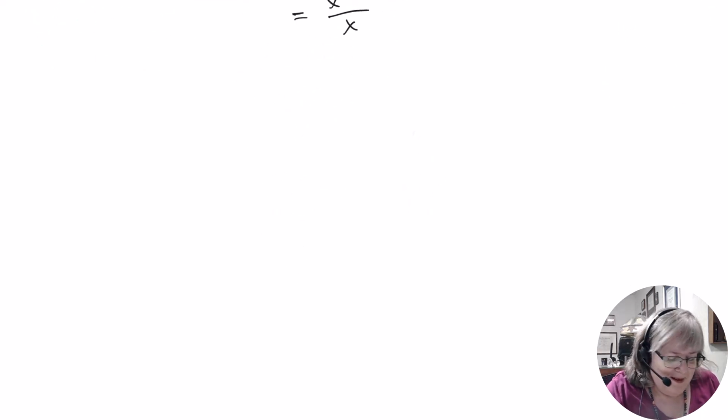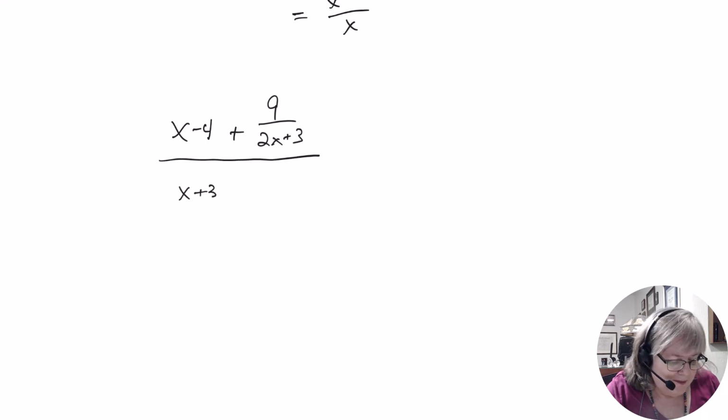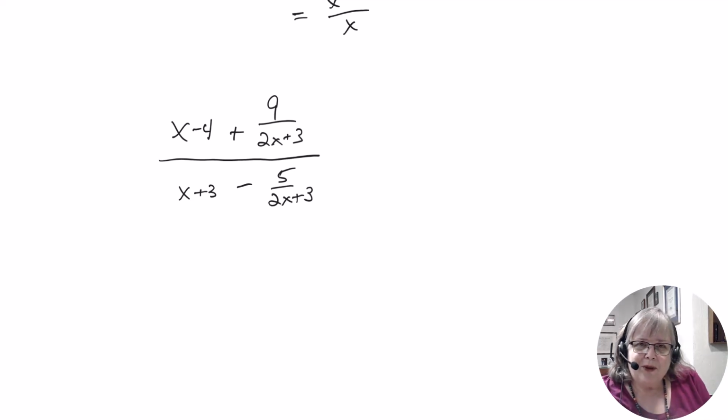Another one. Okay, x minus 4 plus 9 over 2x plus 3 over x plus 3 minus 5 over 2x plus 3. Now we've got 3 terms in the top, 3 terms in the bottom. Doesn't have to be just a binomial, but I've got at least one complex fraction set up, right, with a fraction inside of a fraction. So we use the same exact technique, and these are all understood to be over 1, correct? But the other two are over 2x plus 3.